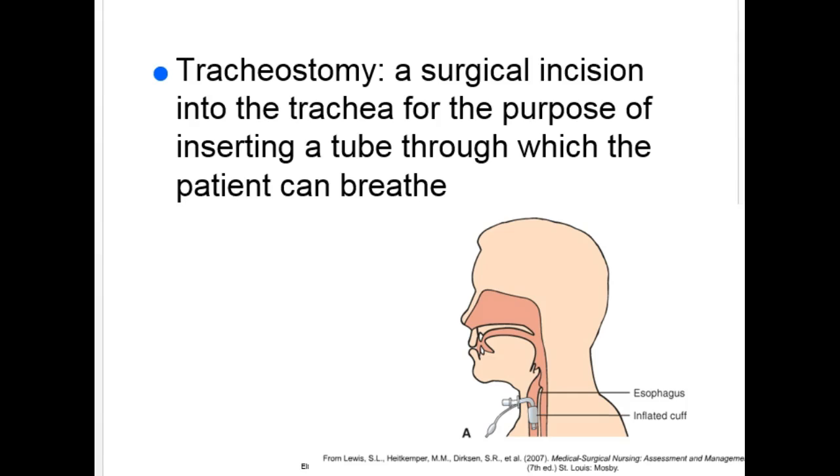We talked about it a little earlier in response to the surgical procedure when they do a laryngectomy. But let's look specifically at a tracheostomy. A tracheostomy is the surgical incision into the trachea for the purpose of inserting a tube for breathing. If the patient has a tracheostomy, there is no connection between the nose and the mouth and the lower respiratory system.